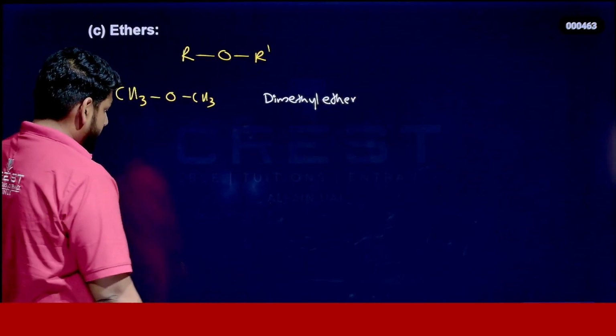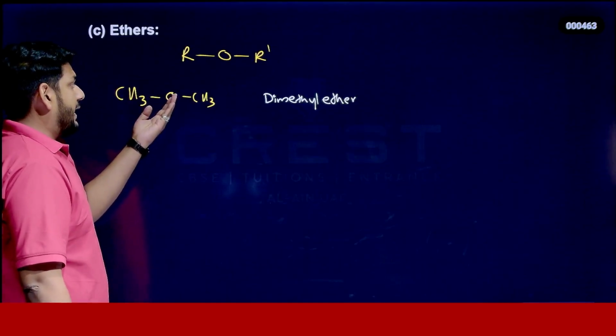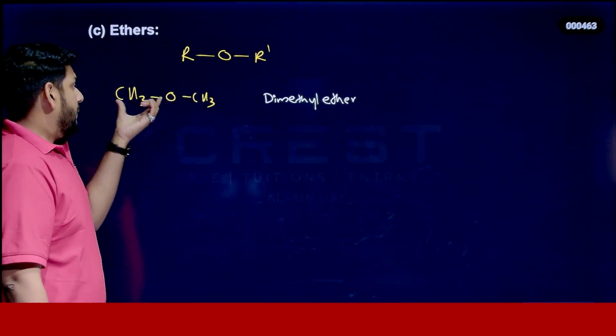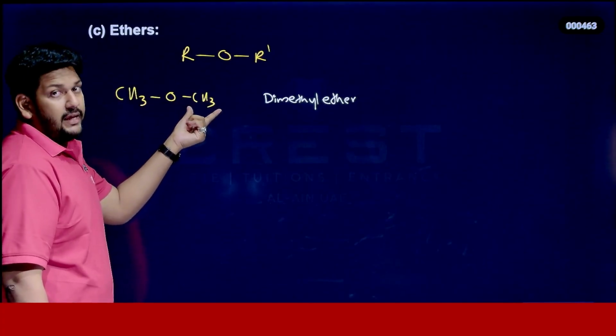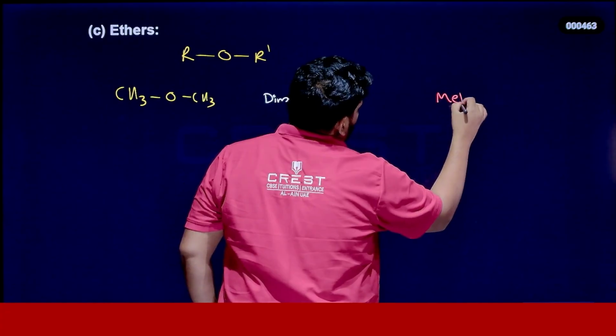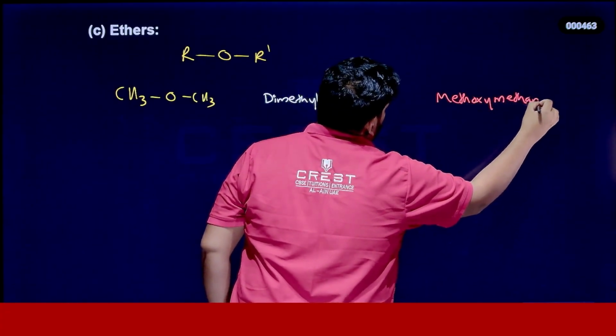The IUPAC name: you have to add oxy with one of the alkyl groups, like methoxy methane. So here the name will be methoxymethane. That's all. Very simple, right?